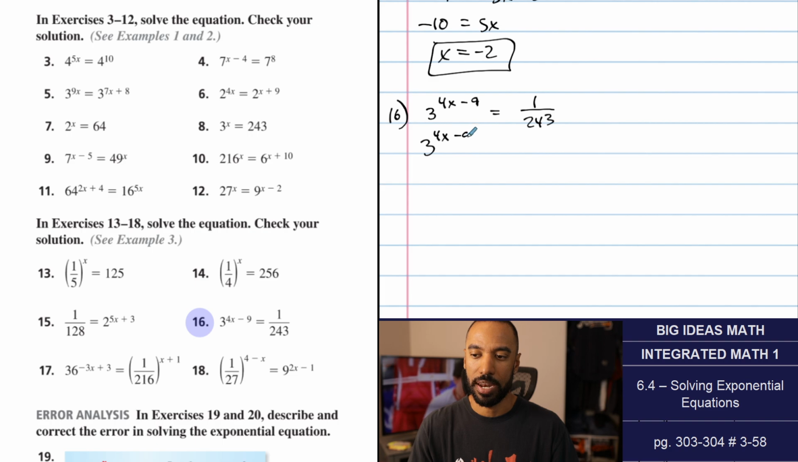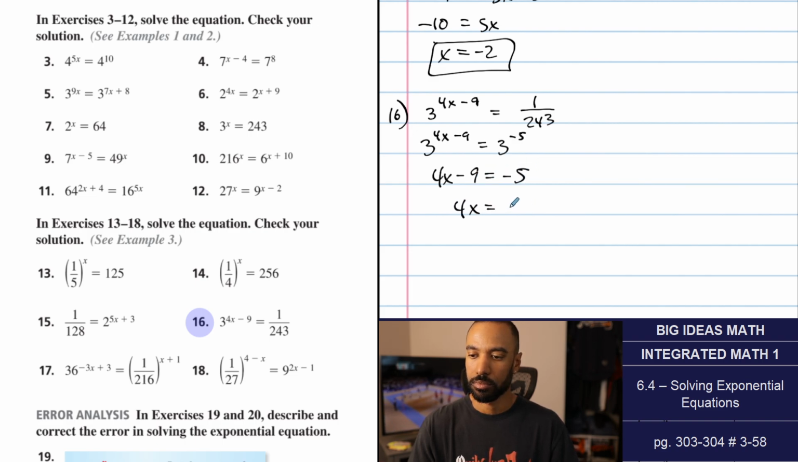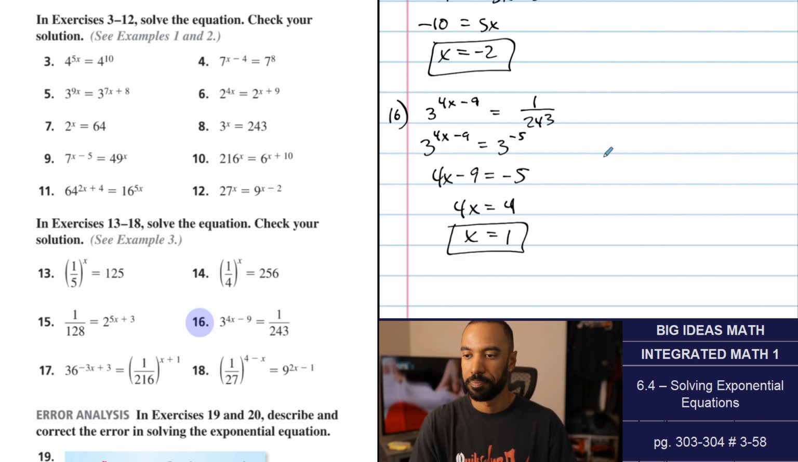So 3 to the 4x minus 9 equals 3 to the negative 5th power. And now we set the exponents equal to solve. There I added 9 to both sides. Now I'm dividing both sides by 4. Then x equals 1. That's it. That's kind of an easier double check.